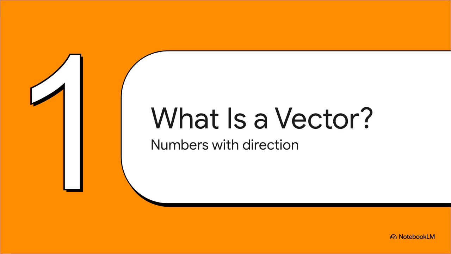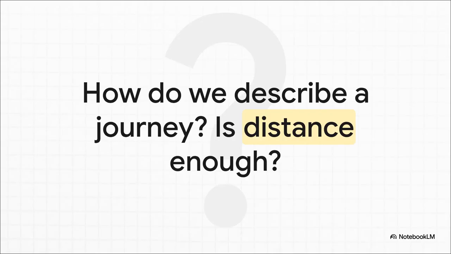So let's start at the very beginning. What exactly is a vector? And why is it so important? Think about it. If you're giving someone directions, you can't just say, go 2 miles. That could be 2 miles north, south, east, west, literally anywhere in a circle. The distance by itself is useless. You absolutely need something more.